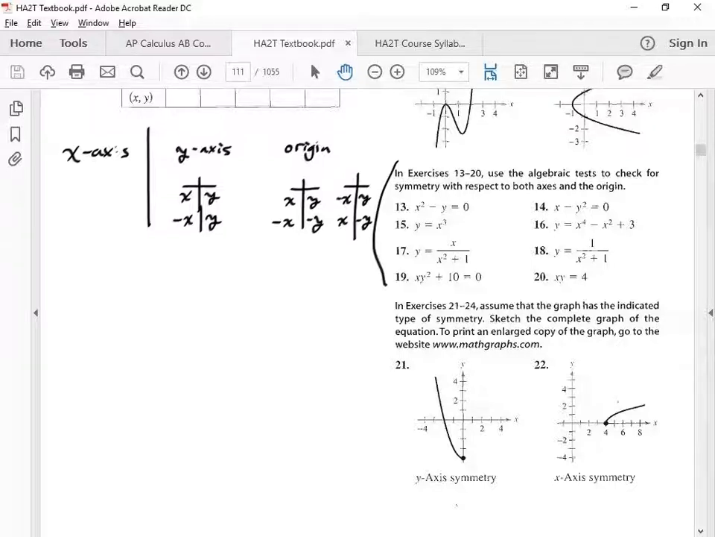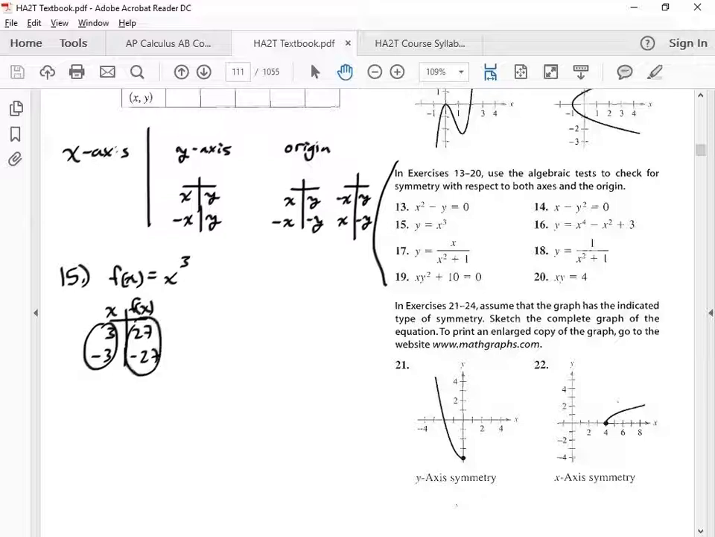So let's look at number 15 first, because 15 is probably the easiest origin symmetry to think about. So the function for 15 is x to the third. If I took, just give me a concrete number, like a 3. If I plug 3 into that, what do I get for my y value? 27. Yeah, 27. So for f of x, I get 27. And then if I plug in negative 3, what do I get? Negative 27, right? So see how the signs both change? Okay, this has symmetry about the origin.